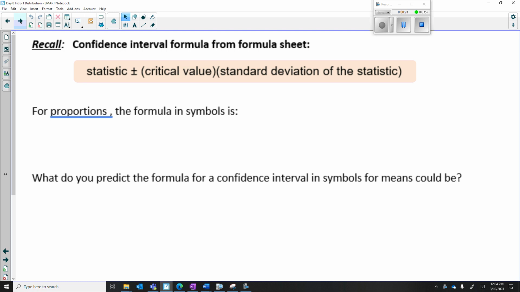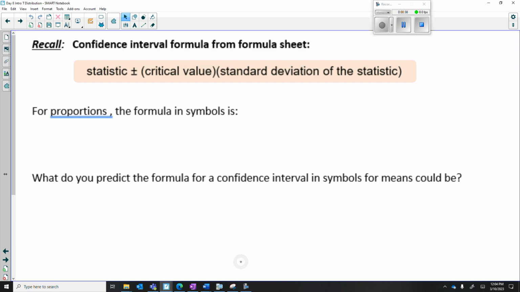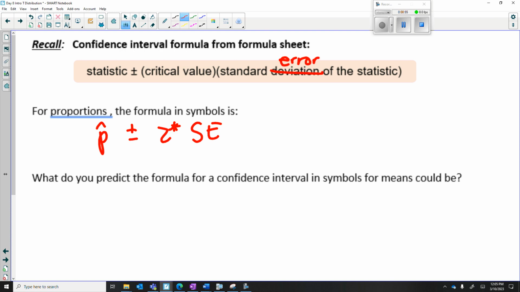If you remember, on our reference sheet, we have the general formula for any confidence interval. It is of the format statistic plus or minus critical value times standard error of the statistic. With proportions, we used p hat for the statistic, plus or minus z star as the critical value, and the standard error of p hat as the standard error of the statistic.